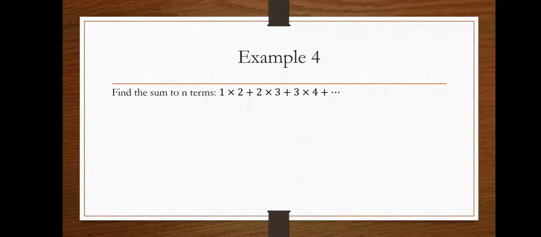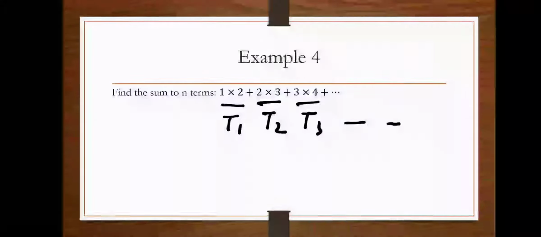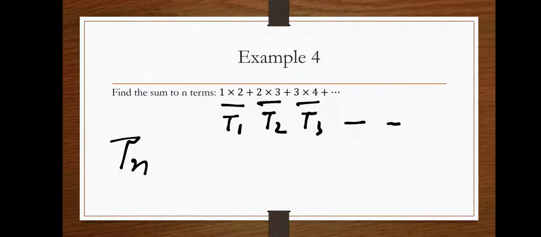Now, obviously, these are all individual terms. This is the first one, this is the second one, this is the third one, and so on it goes. Now, obviously, to find the sum of the first n terms, first I need to find the nth term, which is important. I need to find Tn.